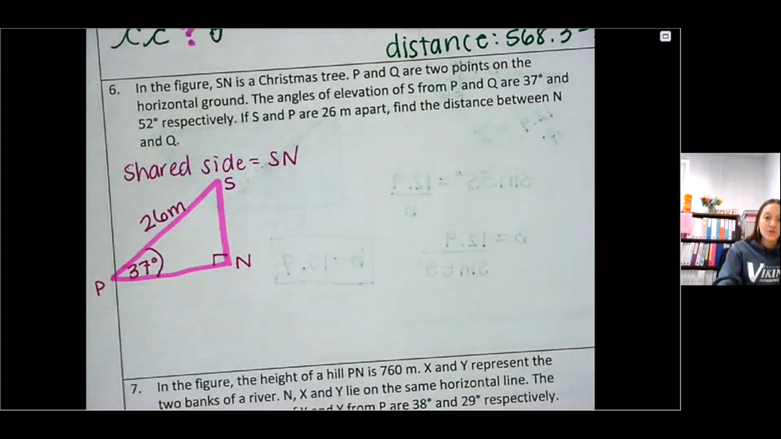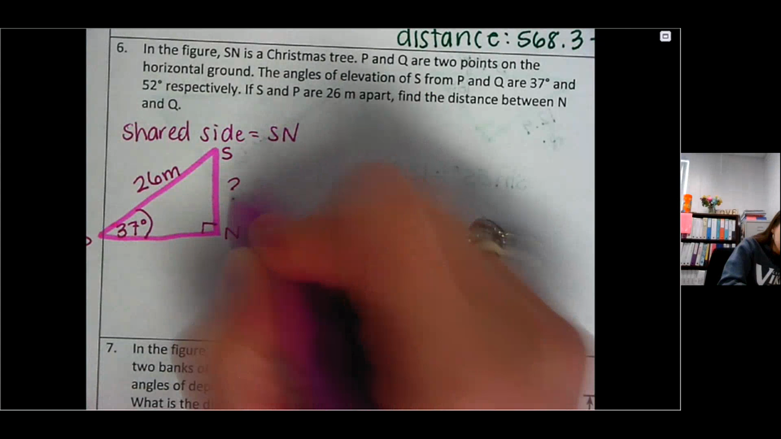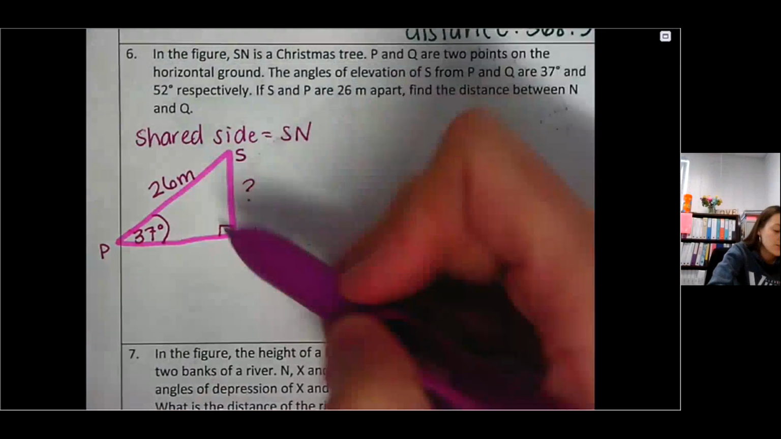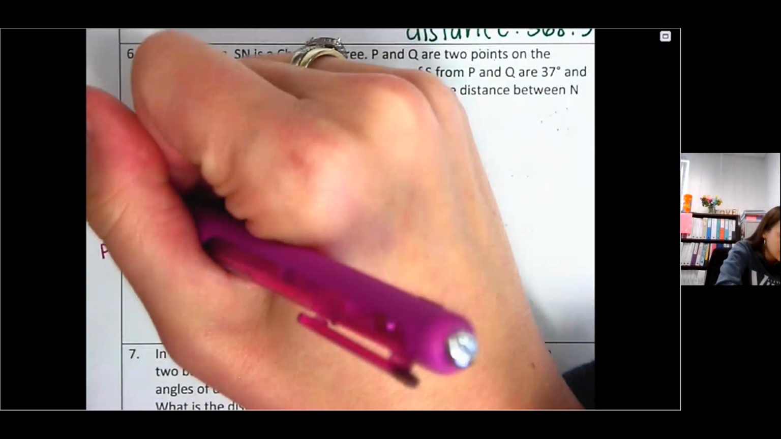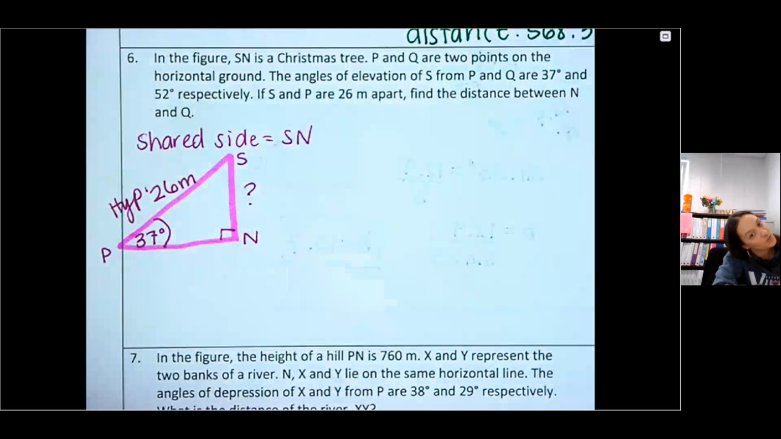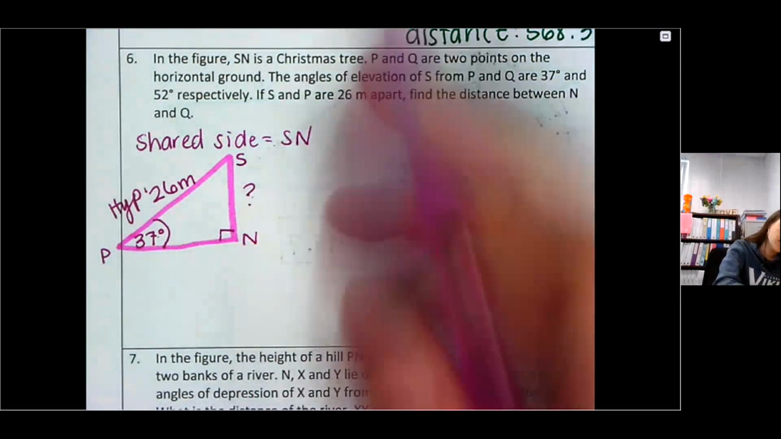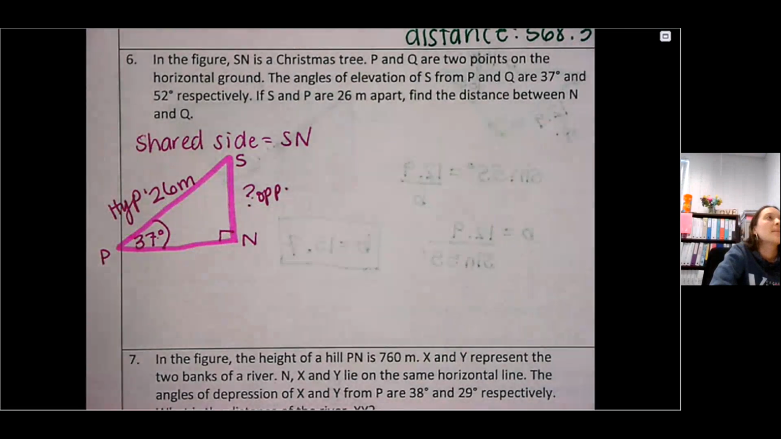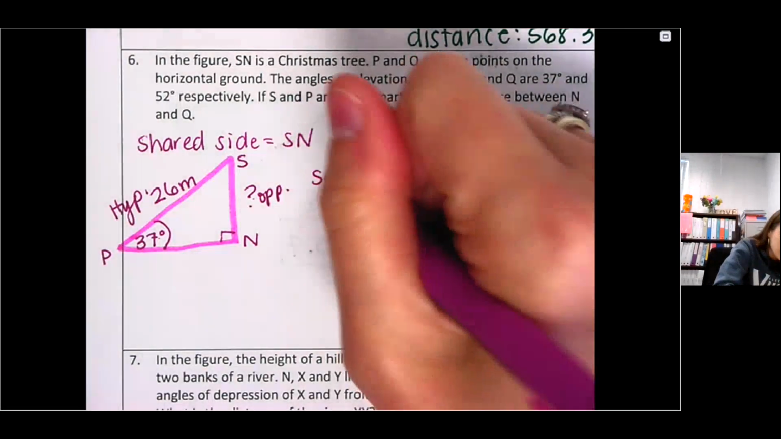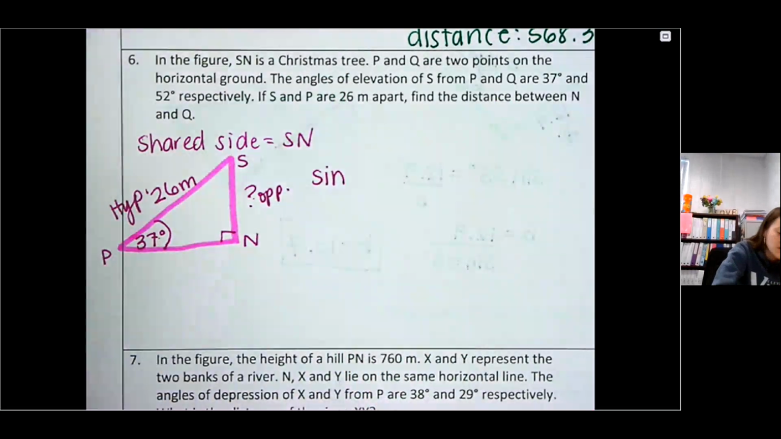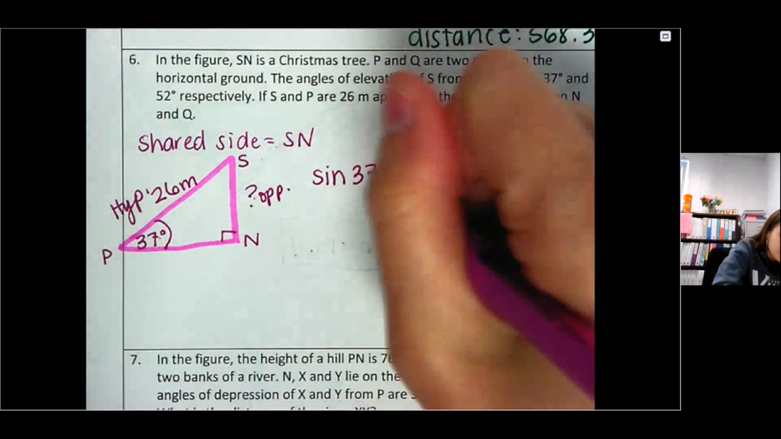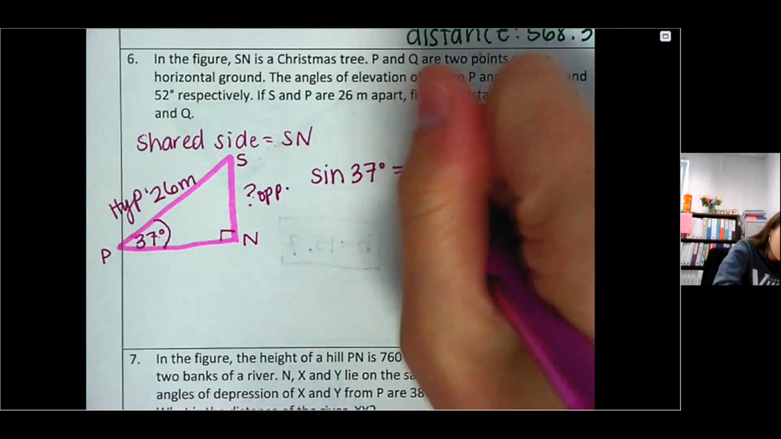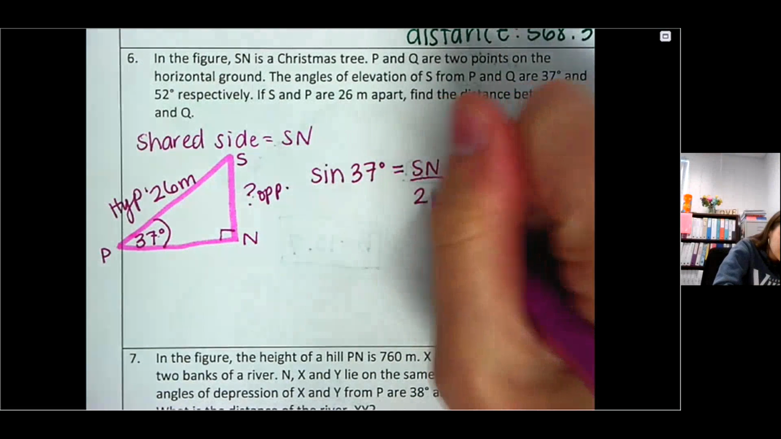Okay, so I'm trying to find this side, SN. So we're going to label the sides. Hypotenuse is across from 90. So across from 90 is my 26. There's my hypotenuse. And then the question mark is across from the 37. So this is my opposite. So opposite and hypotenuse use sine. And because we're looking for a side length, I just do regular sine. Sine 37 equals opposite over hypotenuse, which is SN over 26.